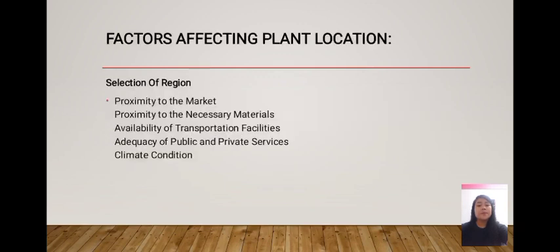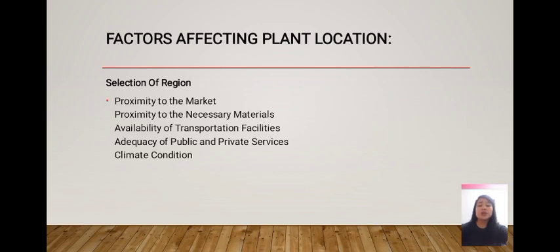So these are the factors affecting plant location. First is selection of region. In selection of region, it considers the proximity to the market, proximity to the necessary materials, availability of transportation facilities, adequacy of public and private services, and climate conditions.